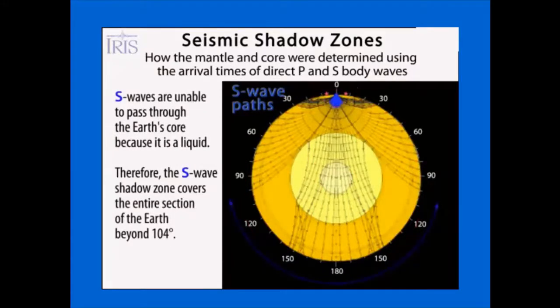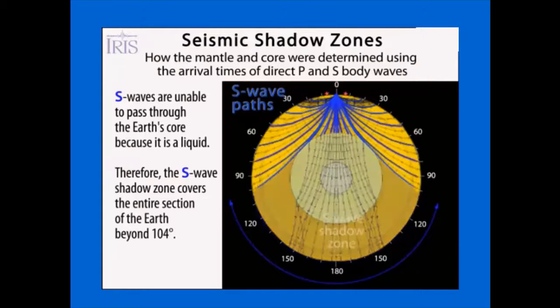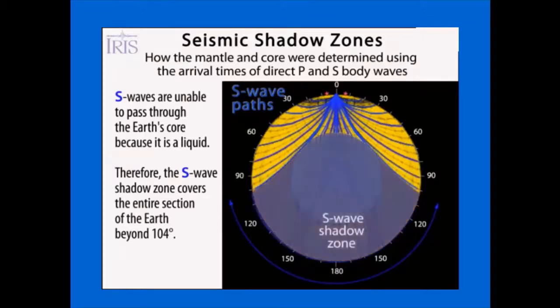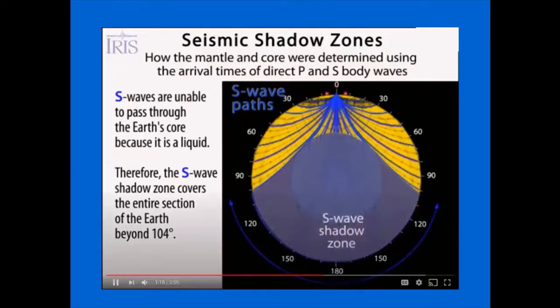S waves travel along the same path as the P waves, but at slower velocity because they travel in a shearing motion, perpendicular to the direction of travel. It is because of this shearing that they are stopped entirely by the liquid core. This creates an even broader shadow zone everywhere beyond 104 degrees.